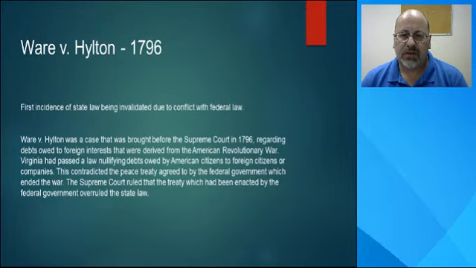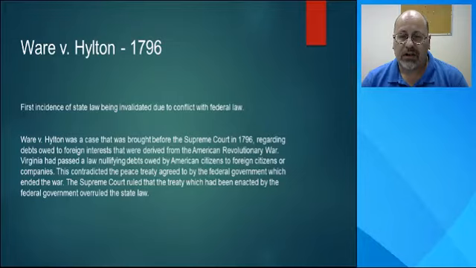The first case we're going to discuss is Ware v. Hylton of 1796. This case was the first incidence of state law being invalidated due to conflict with federal law. Ware v. Hylton was a case that was brought before the Supreme Court in 1796 regarding debts owed to foreign interests that were derived from the American Revolutionary War.